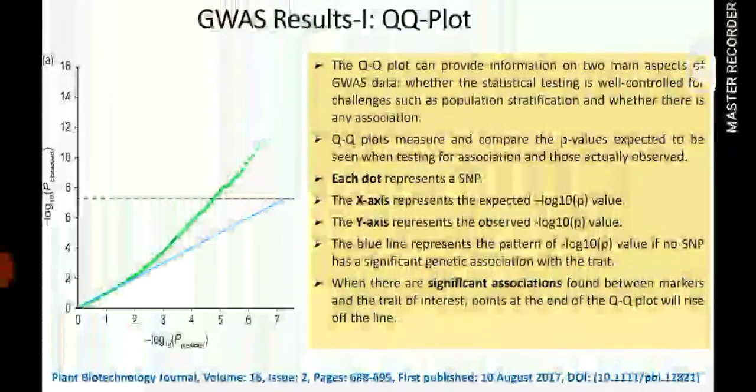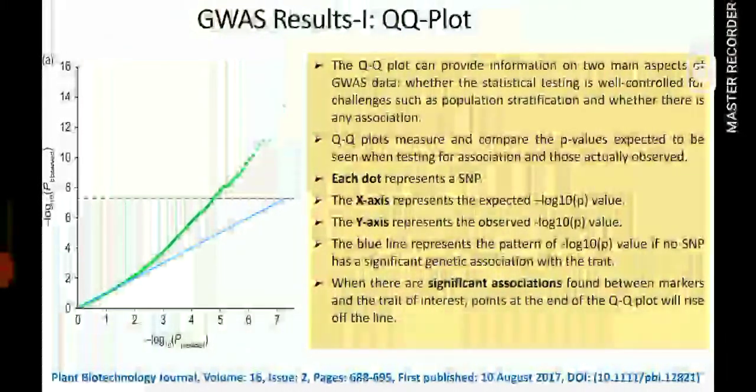What does it mean? It means that in the population in which you are studying, you need to check whether subpopulations are present. Because if they are present, then it would give you a false result. So it's better to know whether a subpopulation is present in the studied population or not.